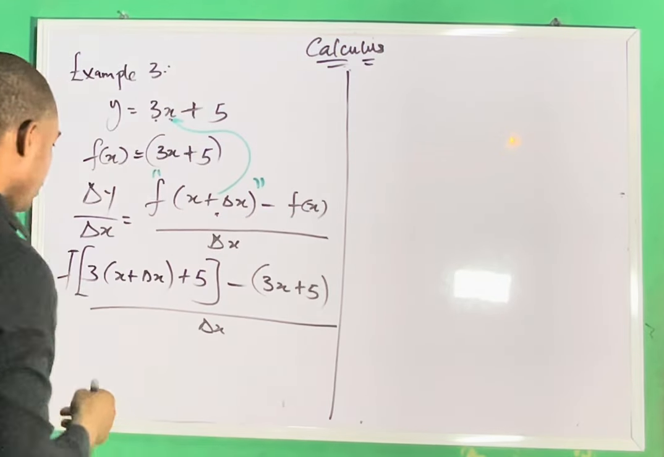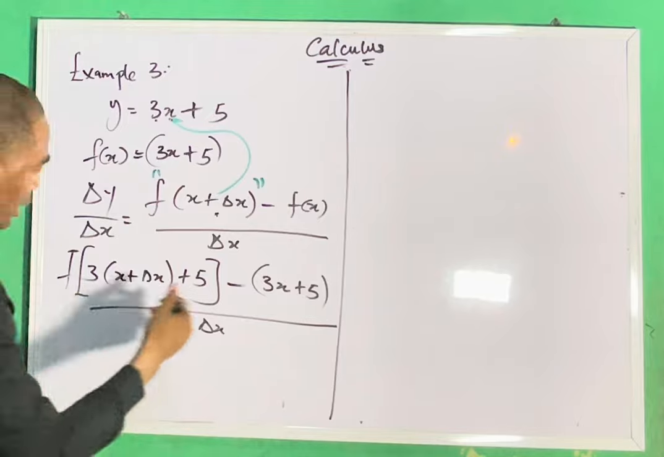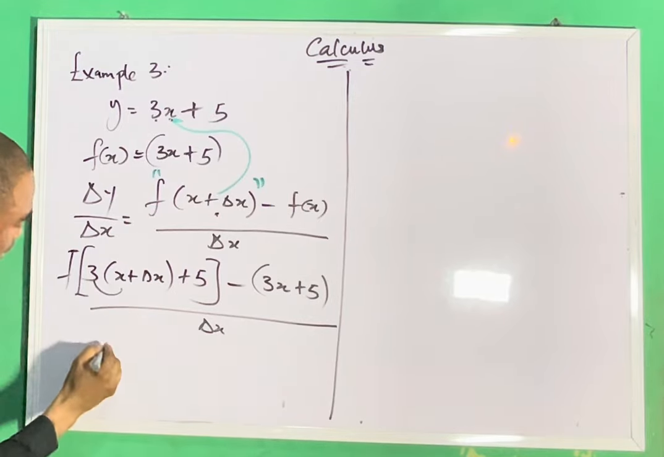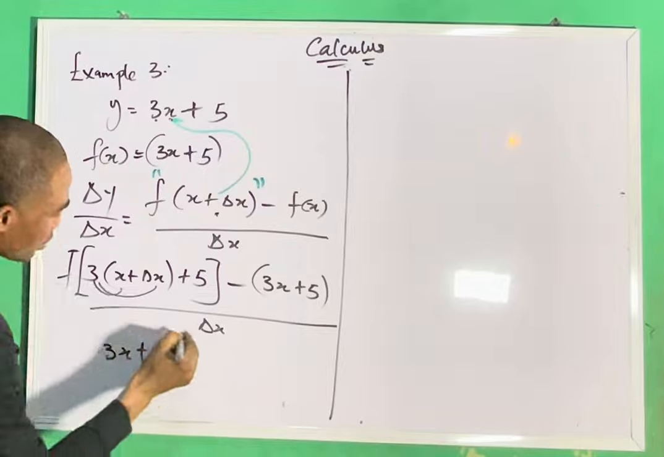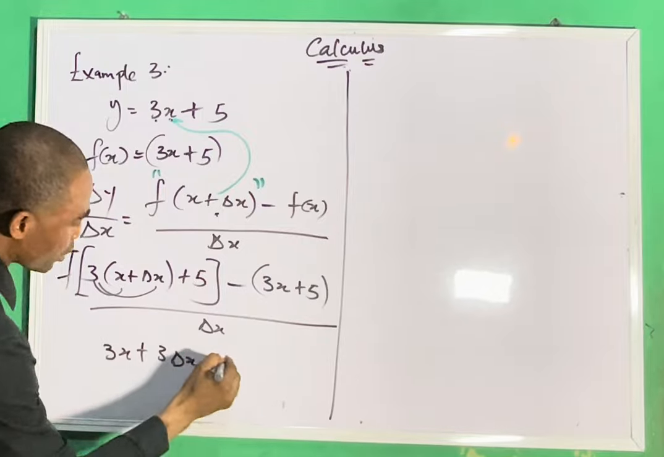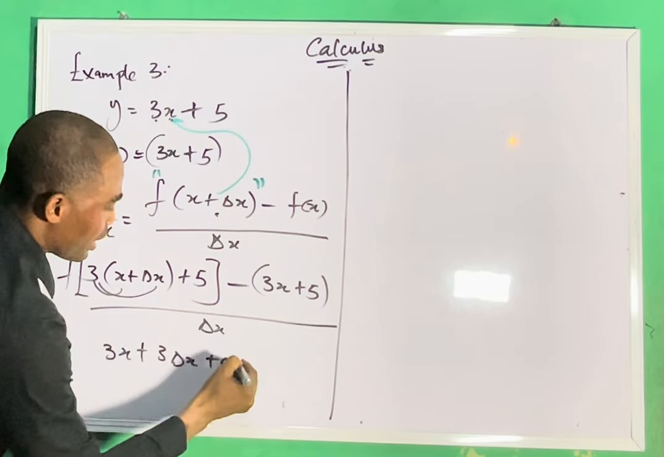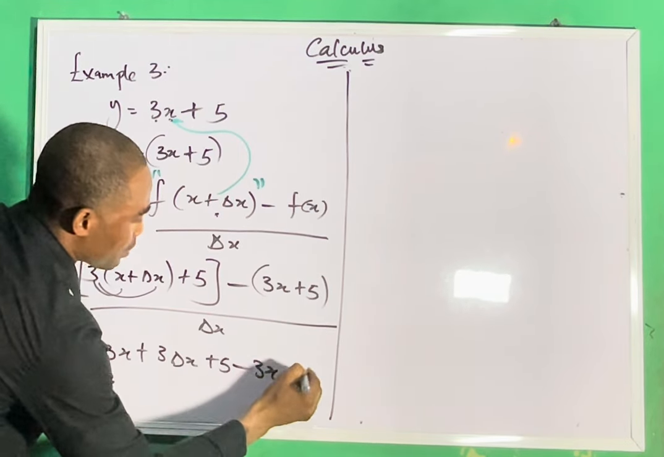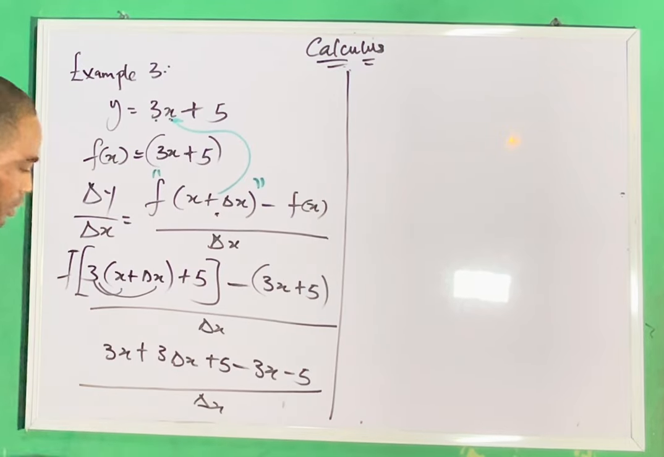Don't worry. So now, let's expand. Let's open the bracket. 3 times this, I'll have 3x. 3 multiplied by this, I'll have plus 3 change in x. Then plus 5 that is here. That means I've opened the bracket. Now, let's open the bracket by using the minus. Minus 3x minus 5. All over change in x. So this is what we have now.